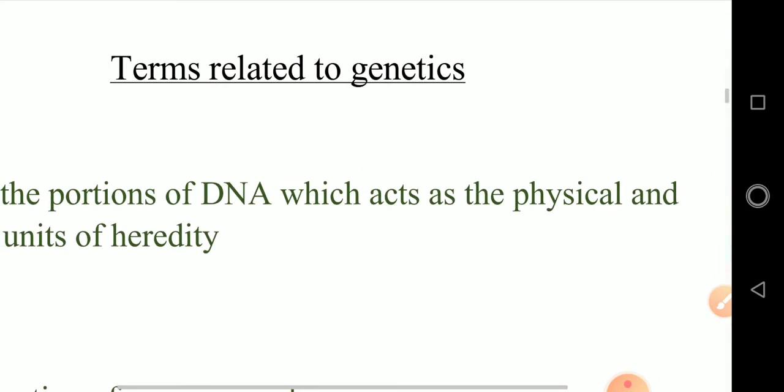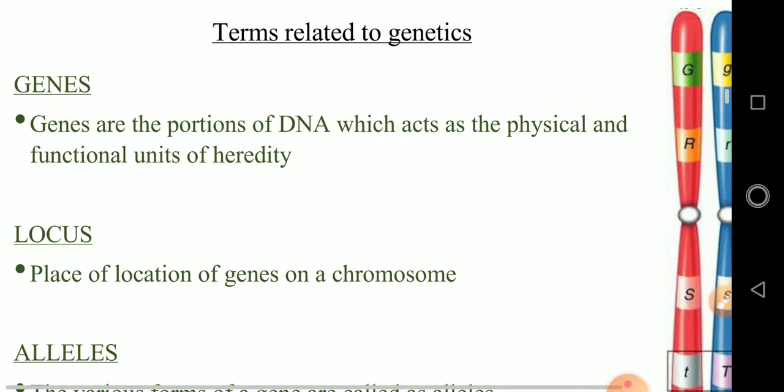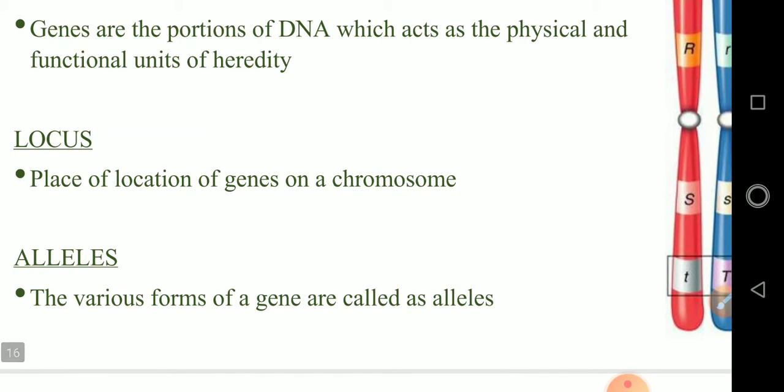Okay, now the next terms related to genetics. First one is gene. What are genes? Genes are portions of DNA which act as physical and functional units of heredity. So genes are responsible for heredity, that is the transmission of characters from one generation to the next. Next one is locus. What is locus? The place of location of genes on a chromosome.